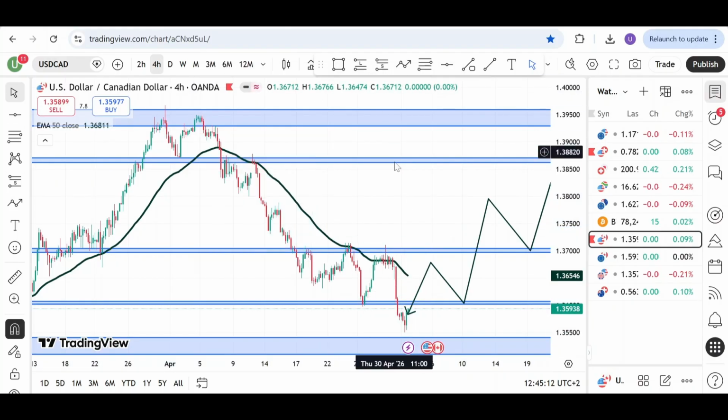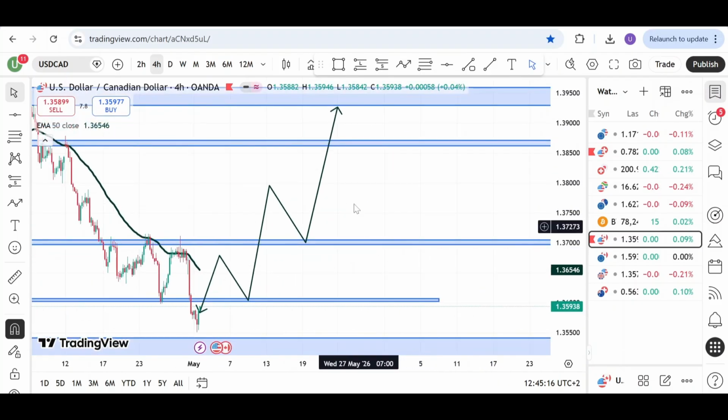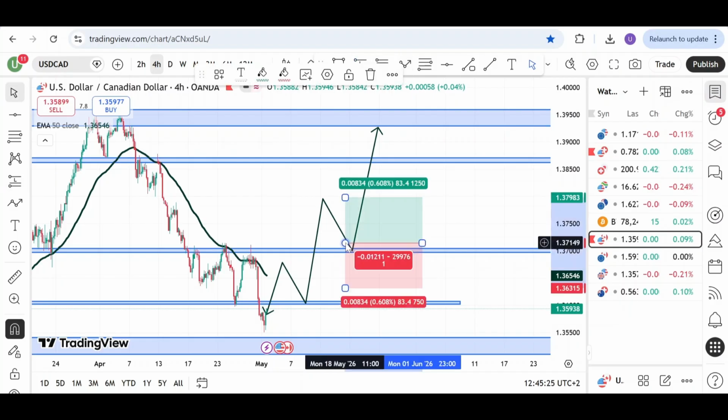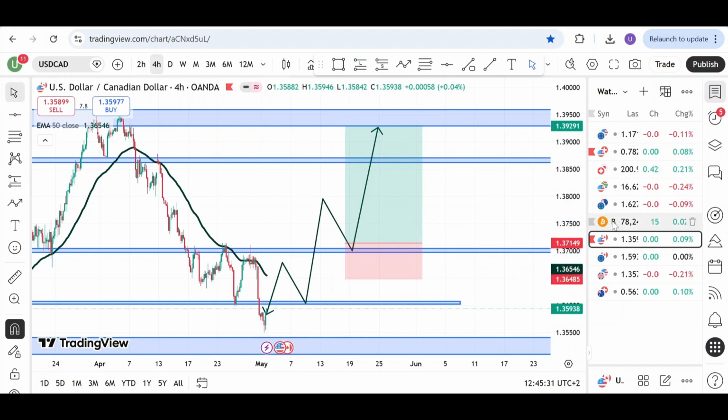I will enter if and only if the buyers manage to break above this weekly support. I mean this daily support here. I will exactly enter for buy like this. I will enter for buy like this. Okay, it may take a long time to get there.